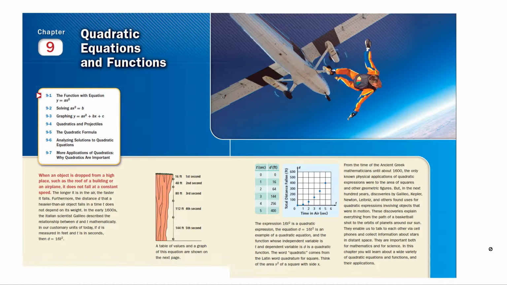For 9.1, we're going to begin with the function with the equation of y equals a times x squared. But first, do read through the opener, the early description by Galileo about what happens when an object falls. It's important to remember. It helps us to describe our equations.